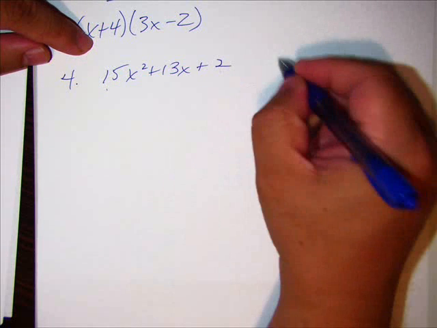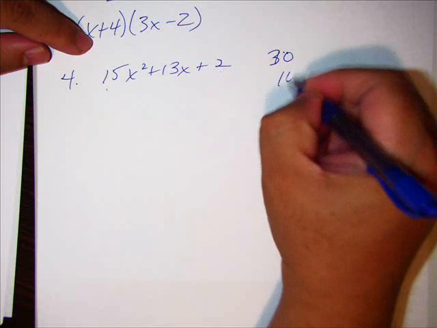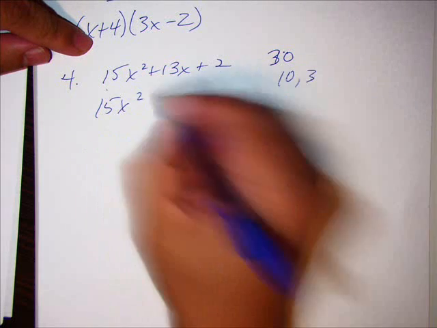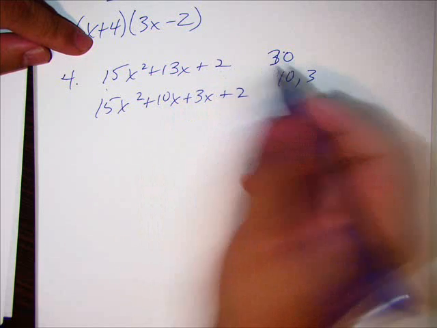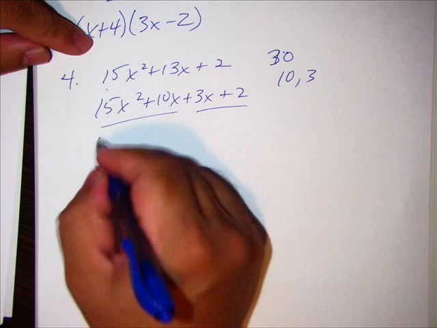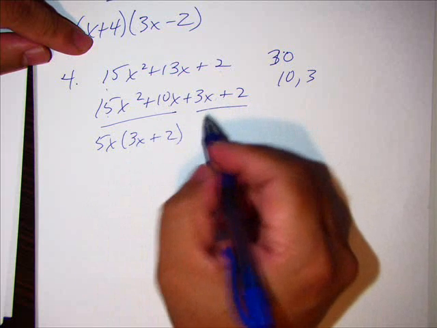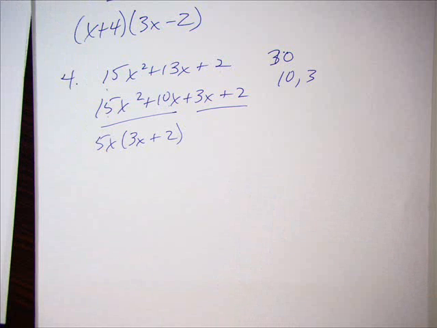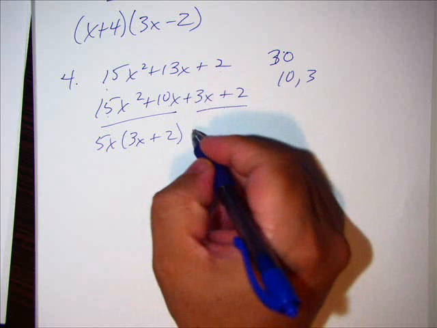Okay, 15 times 2 is 30. That one just screams at you: 10 and 3. So 15x squared plus 10x plus 3x plus 2. Grouping first, common factor is 5x, giving me 3x plus 2. Oh, that's 3x plus 2 already, and there is no common factor anyways. So what happens? I'm going to take a 3x plus 2 out of 3x plus 2.